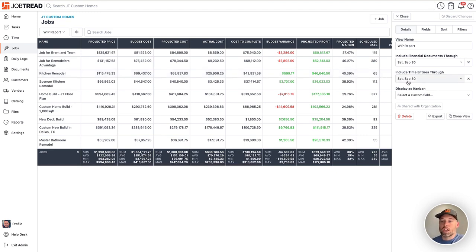You can also change the time entries. So if you're accruing time, from the 16th through the 30th of September, you may not actually run payroll until the next month. So in this case, I could only include time maybe through the 15th of September. So those are two separate filters, one for the financial document, one for the time entries, that allow you to get the numbers that you're looking for so you can generate an accurate WIP.